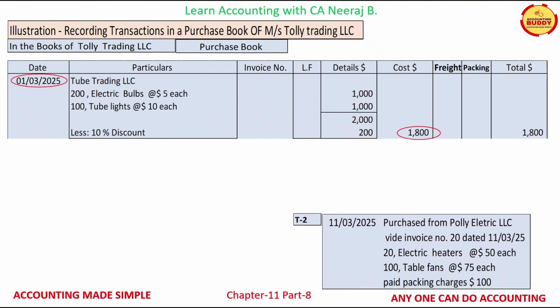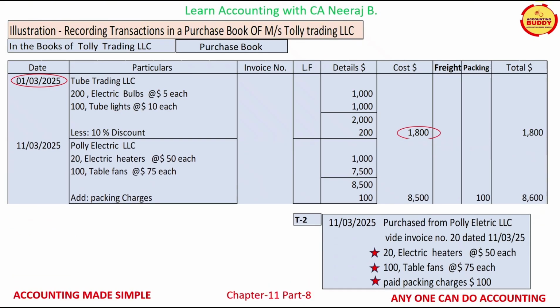The transaction T2 is on your screens. Tolly Trading LLC purchased 20 electrical heaters at $50 each and also purchased 100 table fans at $75 each from Poly Electric LLC on 11th of March 25. The supplier also charged $100 as packing charges on these goods.